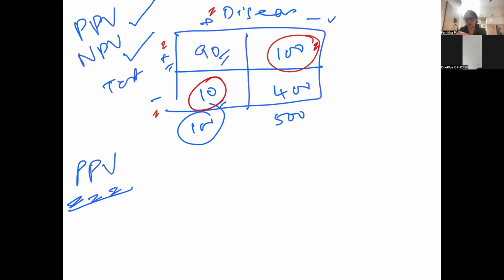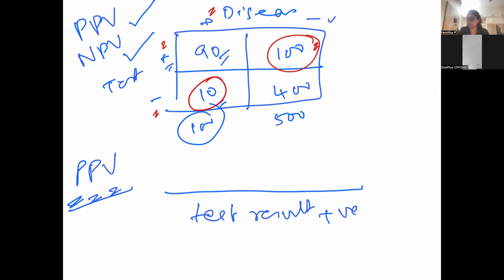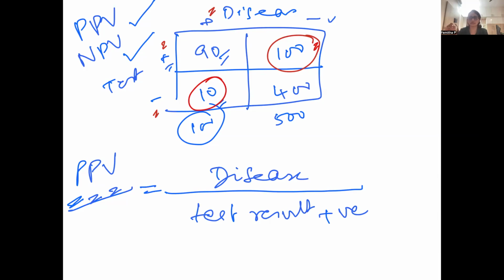Positive predictive value, or predictive value of a positive test. So what does it mean? In this, the denominator is out of all those who have the test result positive, how many actually have the disease? So it's not the inverse, but the numerator and the denominator have kind of become a little opposite to each other.